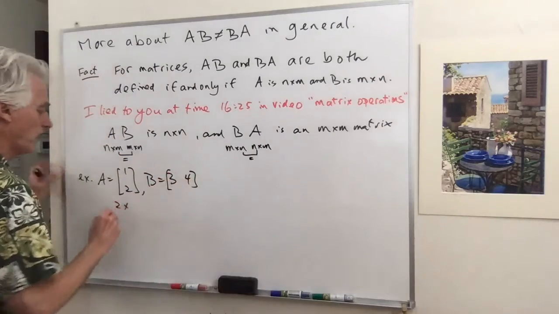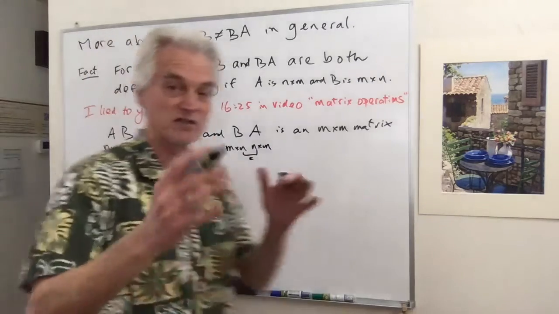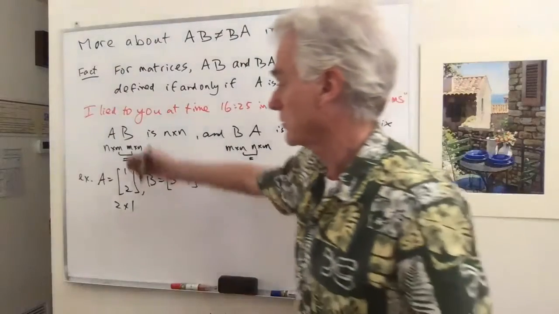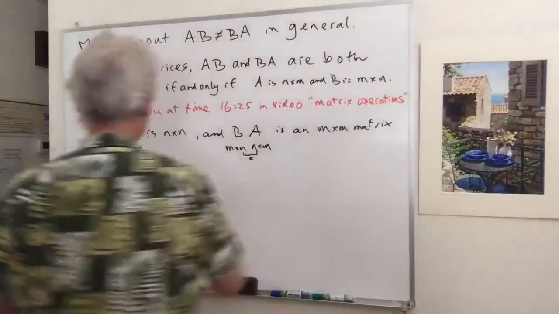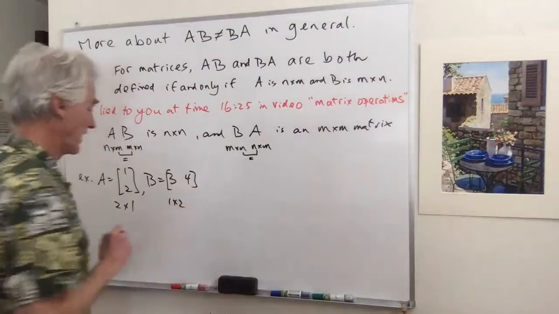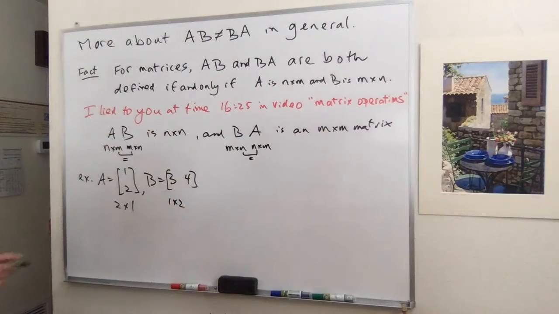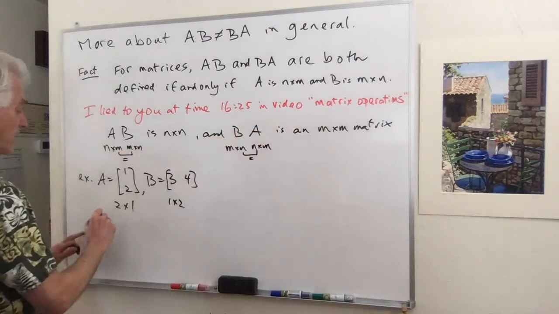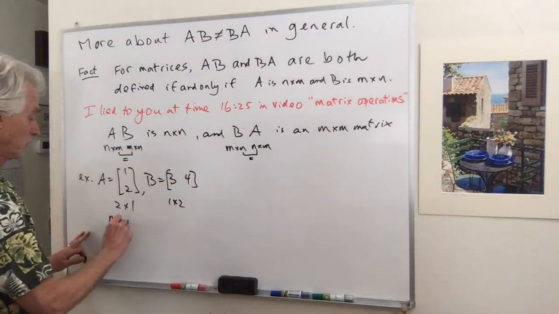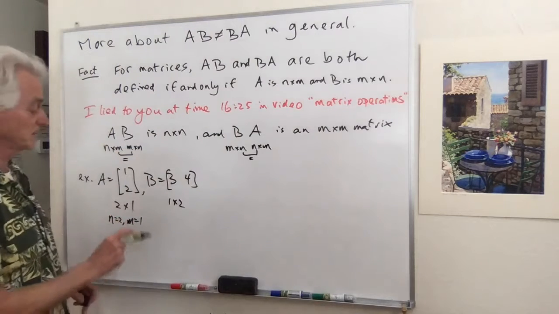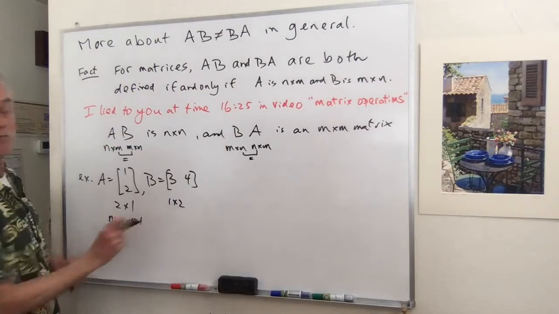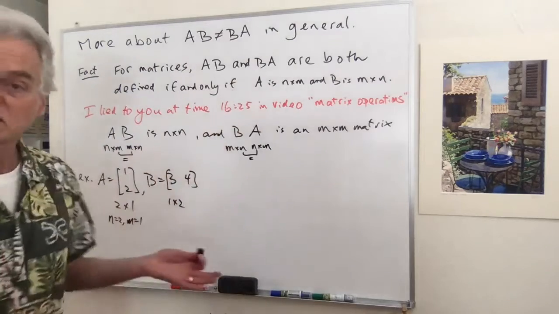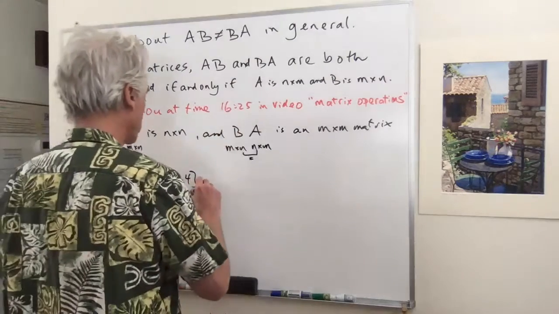This is a 2 by 1. We've talked about these column vectors: 2 rows, 1 column. But this is a row vector. This is a 1 by 2 matrix. So here is an example like that with n as 2 and m as 1. This is an n by m matrix, and that's an m by n matrix. And let's just do these two matrix multiplications.